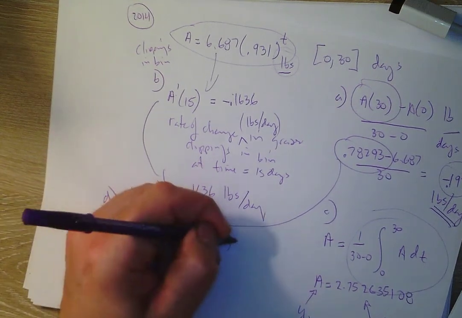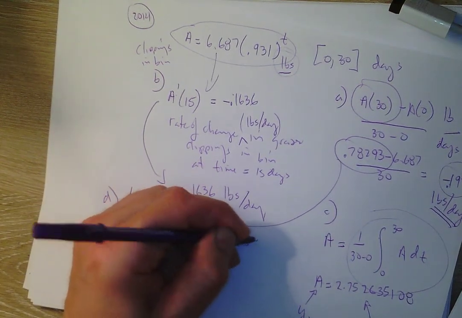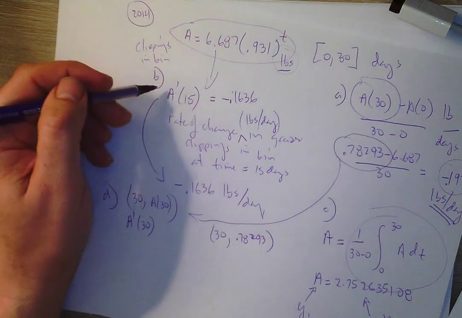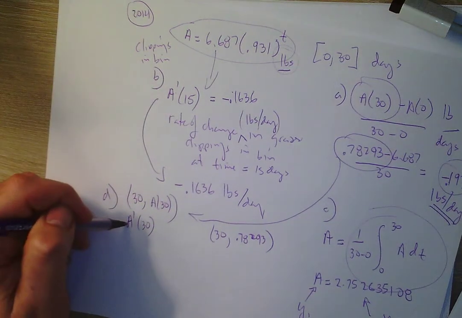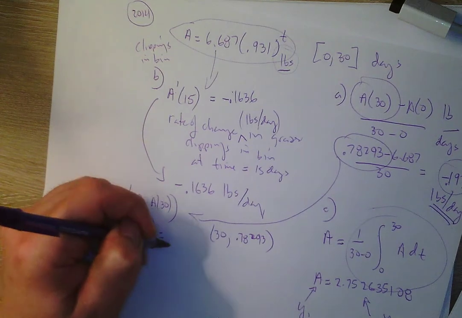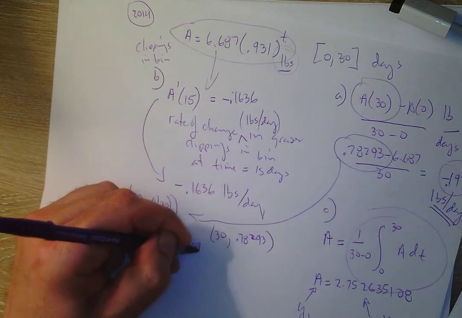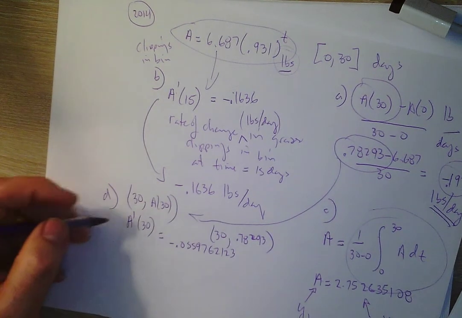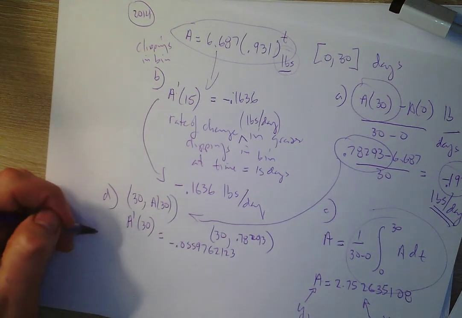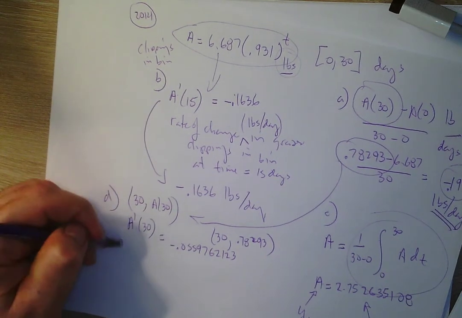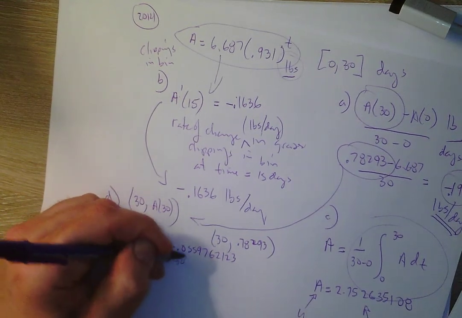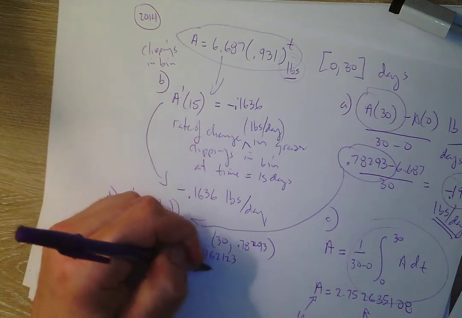So 30, comma, 0.78293. And then A prime of 30, well, just like I did A prime of 15, I'm going to do A prime of 30 on my calculator. But when I did A prime of 30, I got negative 0.05597622123. Okay, so then my linear equation would be L minus A of 30 equals A prime of 30 times t minus 30.